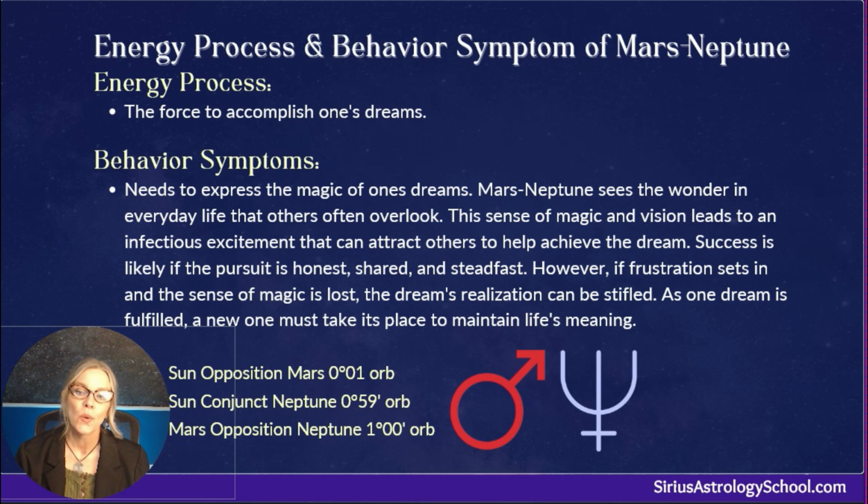This is important because if frustration sets in, because it is Mars, right? If frustration sets in, then that can make the magic kind of dissipate. And that's not good for a Mars Neptune person, because they want to chase the dream. And this is really important because as the Mars Neptune person would chase their dream, they would also want to then be fulfilling another dream. It's like they constantly want to keep chasing some dream, something that they're really after, some magic that they're after.